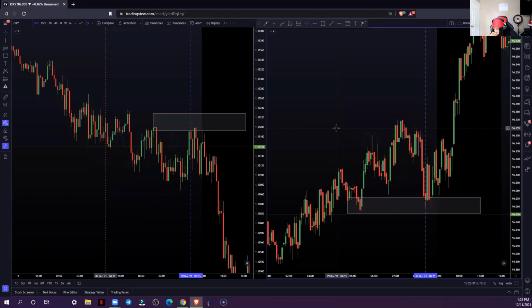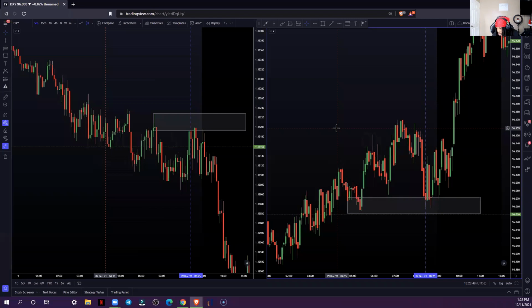So if the DXY and Euro USD get a high probability supply and demand, does it have a hold? Yes, correct. That's what I'm saying. We already know that this stuff be hitting. We know this stuff works. But if you have both of these lining up at the same time, that makes it even better.